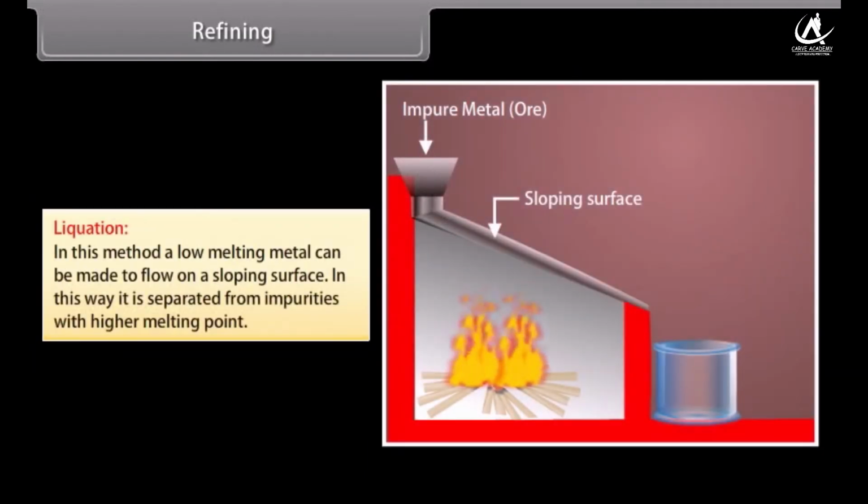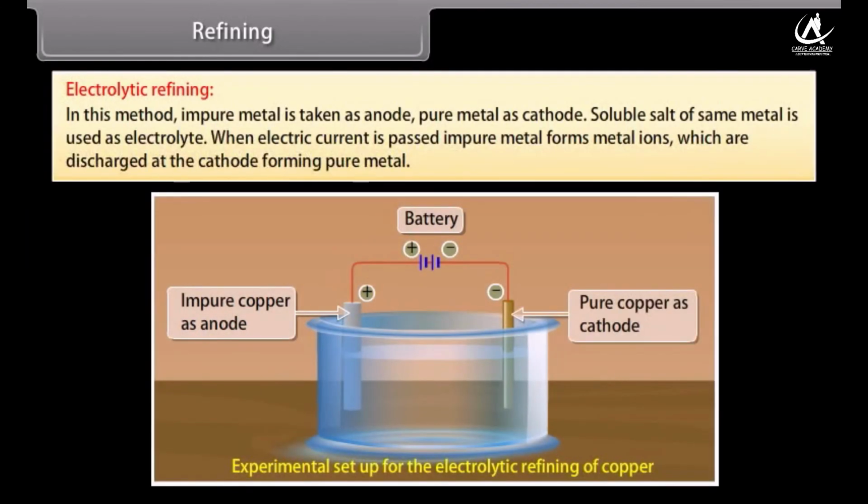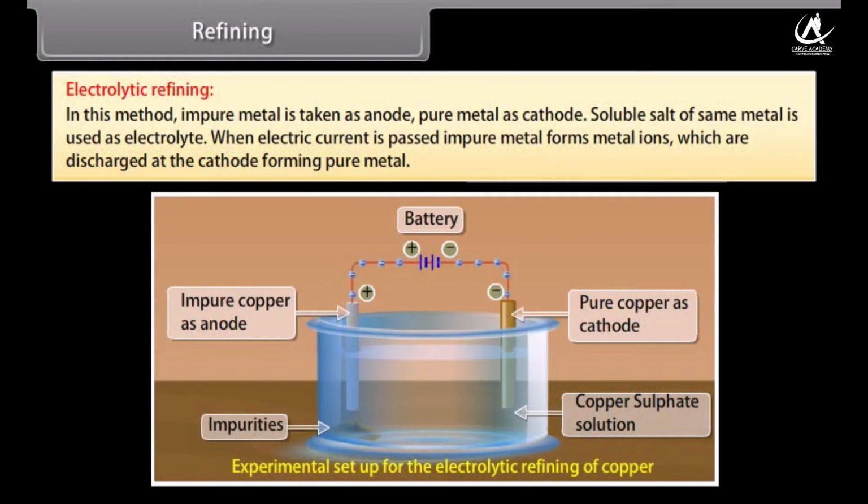Liquation. In this method, a low melting metal can be made to flow on a sloping surface. In this way, it is separated from impurities with higher melting point, for example, tin. Electrolytic refining. In this method, impure metal is taken as anode, pure metal as cathode. Soluble salt of same metal is used as electrolyte. When electric current is passed, impure metal forms metal ions, which are discharged at the cathode forming pure metal. For example, copper, zinc and aluminium.